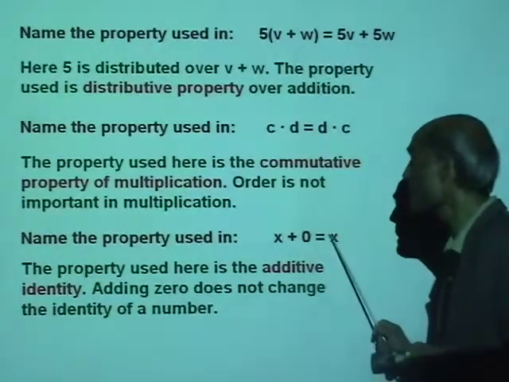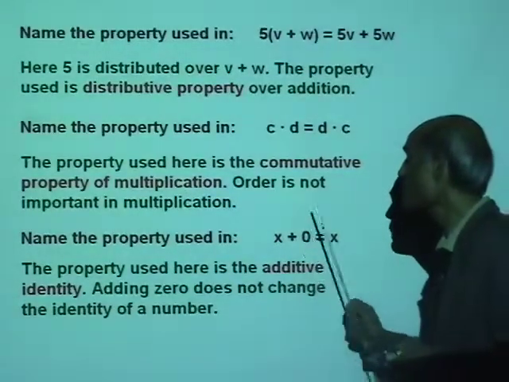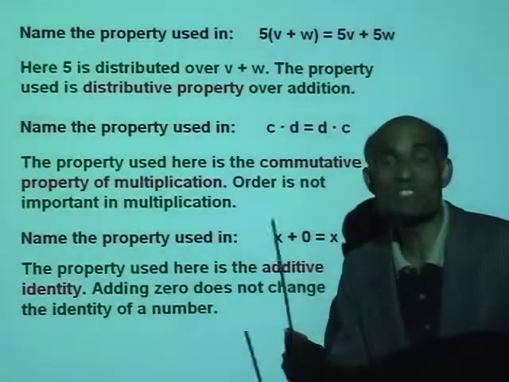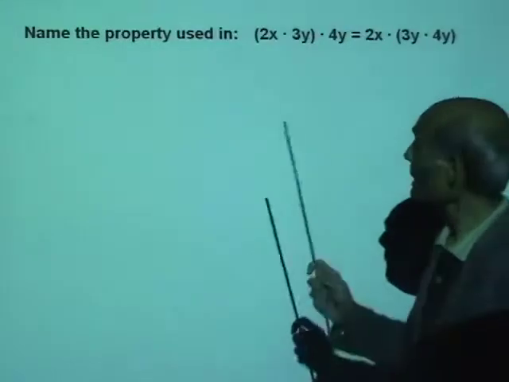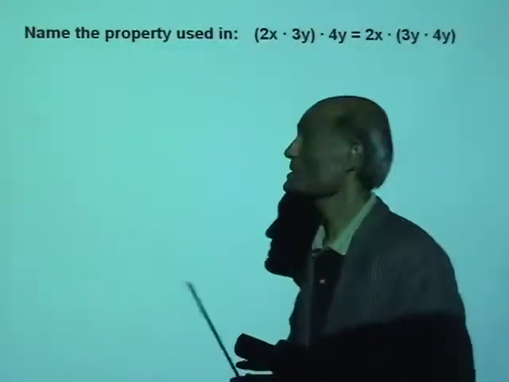X plus 0 equal to X. 0 is the additive identity of any real number. Alright, let's look at another result.